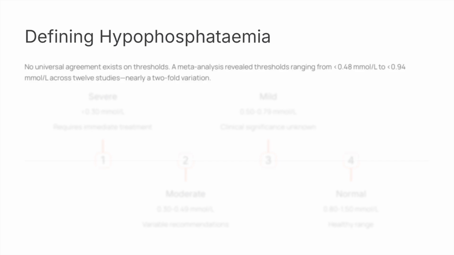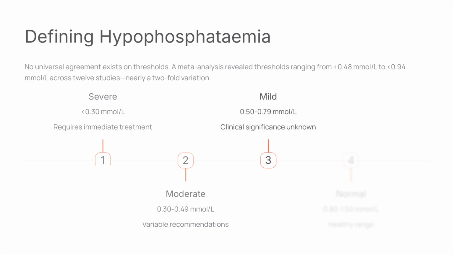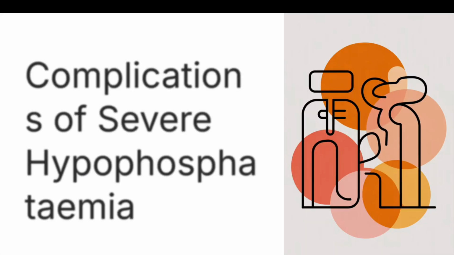So how do we define this? There is no really scientific or universally agreed upon threshold. A meta-analysis revealed thresholds ranging from 0.48 to 0.94 across 12 studies, nearly a twofold variation. And so for this particular review, we are taking severe as 0.3, which means you have to treat immediately. Moderate and mild, we don't exactly know how to deal with them. Normal, as we have discussed, is 0.8 to 1.5.